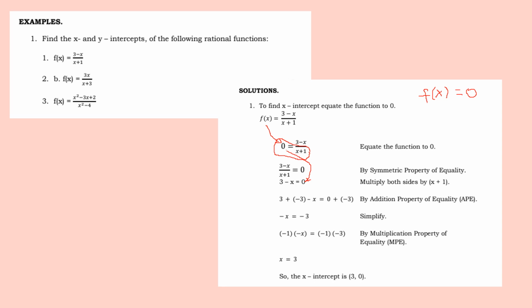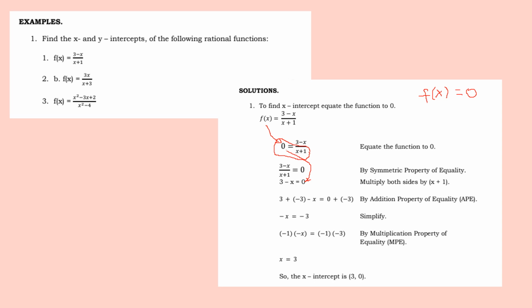So, what will we do? We are going to subtract, or apply the additive property of equality, or the additive inverse here. We are going to add negative 3 to both sides. So, that is what we did: 3 plus negative 3, minus x is equal to 0 plus negative 3. If you add on the left, you should also add on the right.